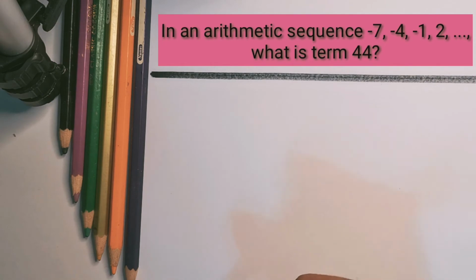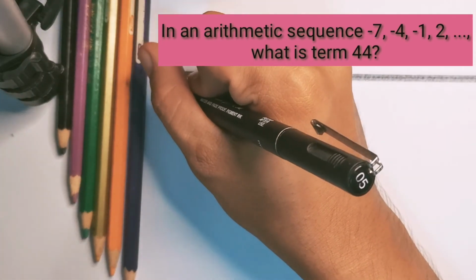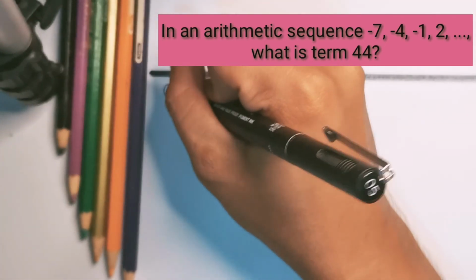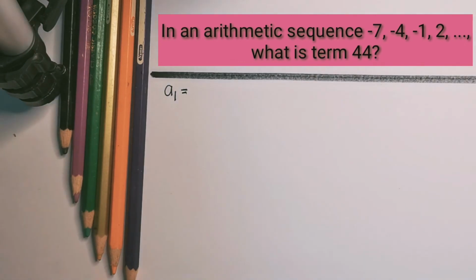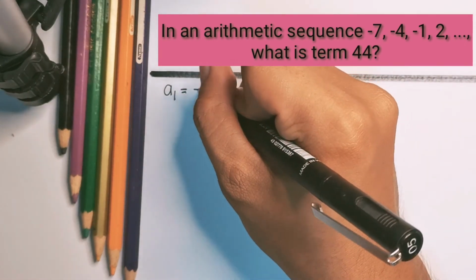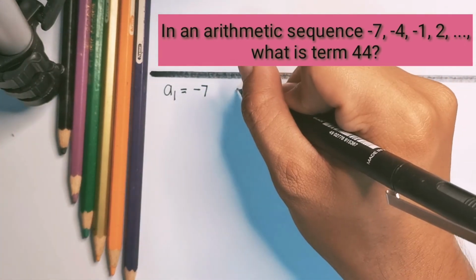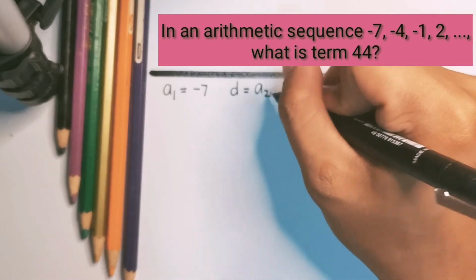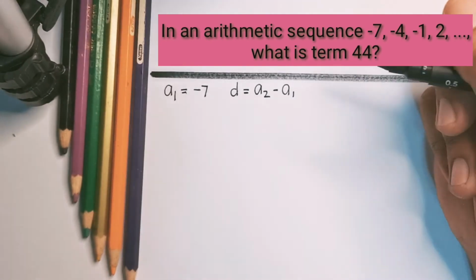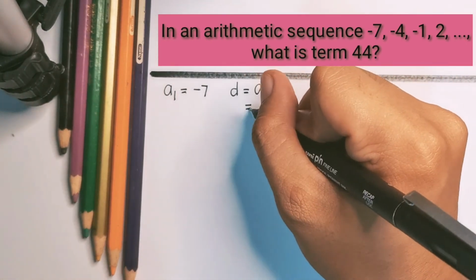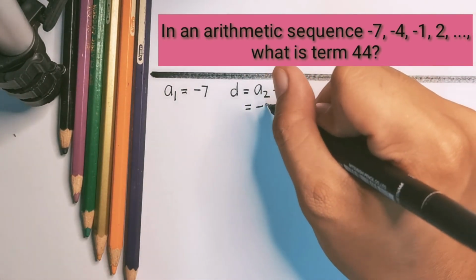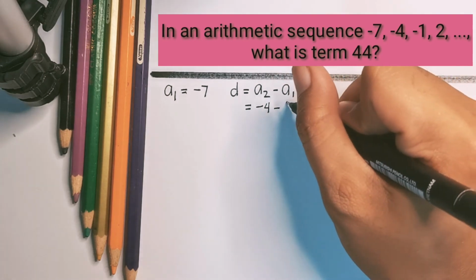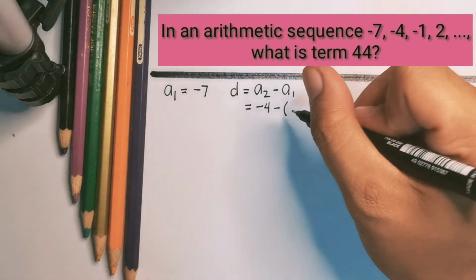Unahin natin ang value ng a sub 1. So, or the first term. So, a sub 1 is equal to, ang first term natin ay negative 7. Sunod, hanapin natin ang value ng common difference. So, a sub 2 minus a sub 1. Ang a sub 2 natin ay negative 4 minus ang a sub 1 natin ay negative 7.